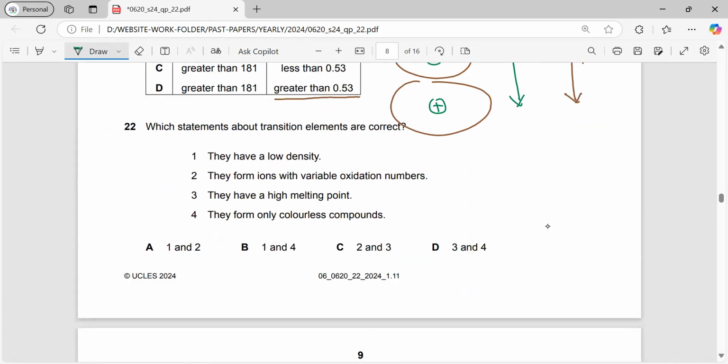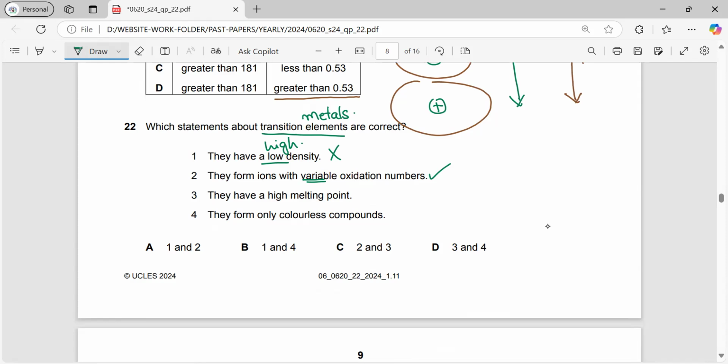Which statements about transition elements are correct? Now, transition elements are metals. They have the properties of typical metals, like they are very hard, they have high density. So this one is wrong because the transition metals have high density. They form ions with variable oxidation states. Yes, that is the special property of transition elements, that they form variable oxidation states.